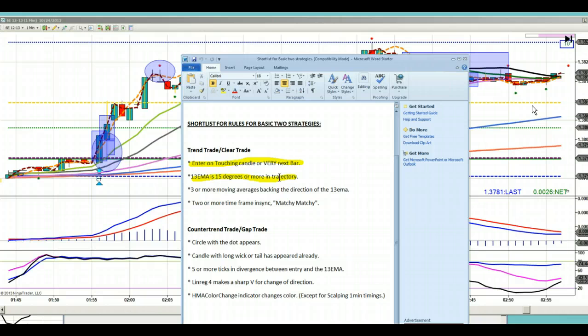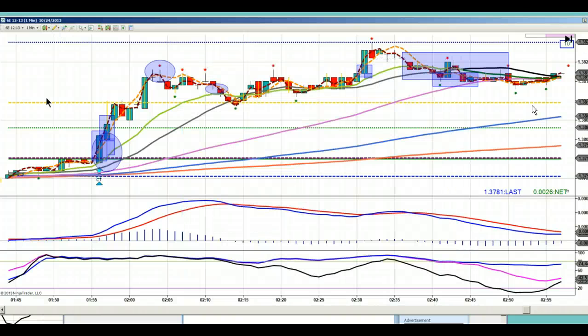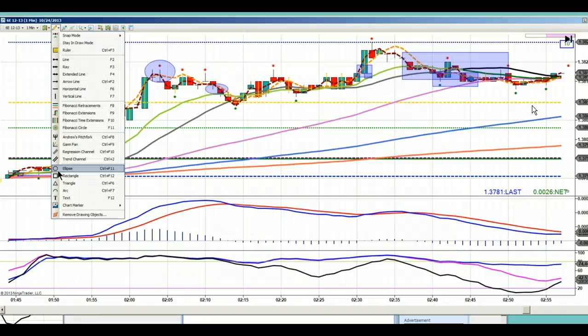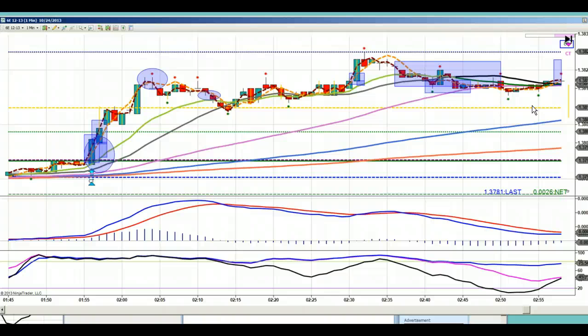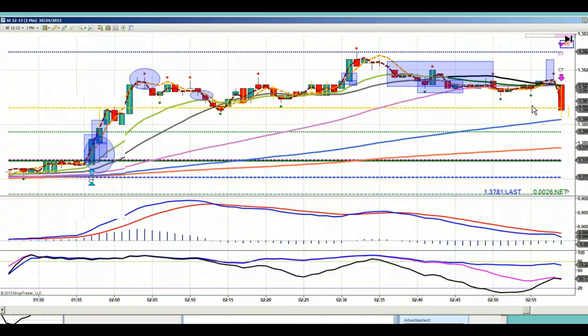So the trajectory, the degrees of the 13 EMA, and this number here is showing you the actual current candle. So it's showing you the degree factor for the right edge candle. Okay, if I click the next candle, you will see now it's at 8 degrees. The next candle now is at 46 degrees. So it's always for the entry candle, the current candle that you're entering on. Okay? So that's something to look for.